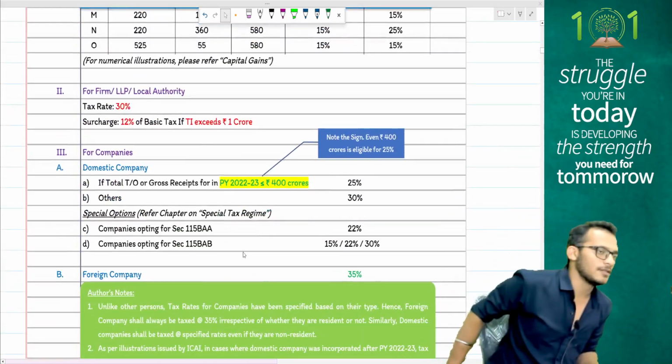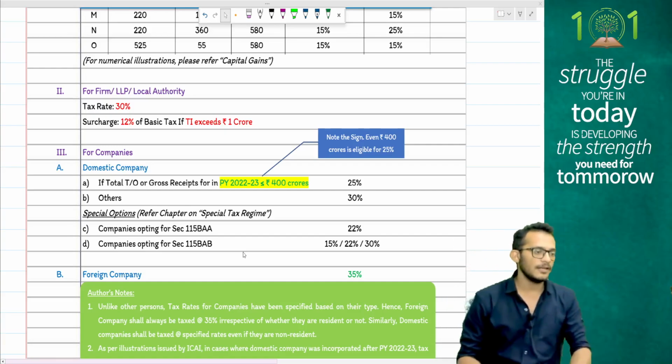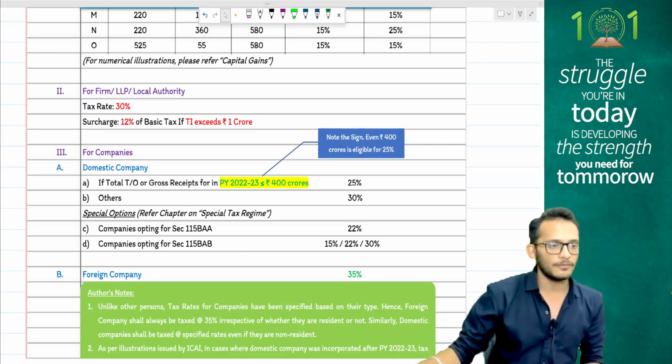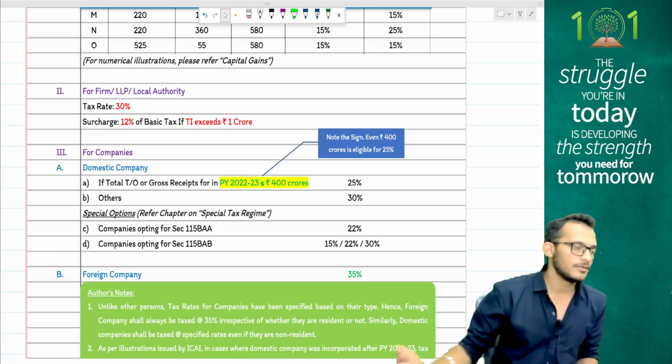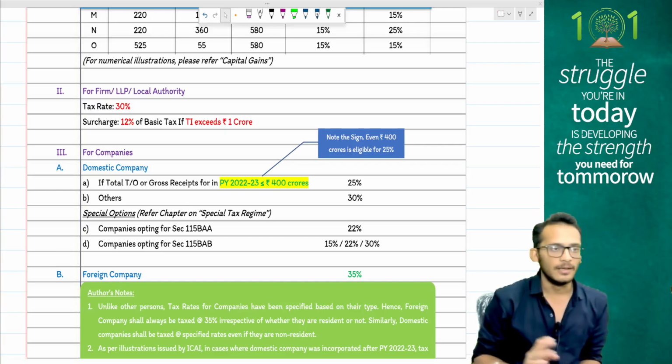Then we went on forward, people, to other persons. We went on to the first person called a firm, where the tax rate is 30%. After that, if you are found to be a rich person, then the tax rate will have a surcharge if your total income is more than 1 crore. Very good, more than 1 crore. No special regimes for firms, people. This is the only regime available.